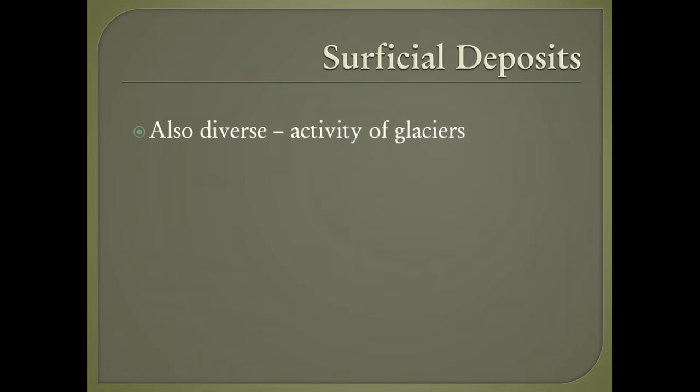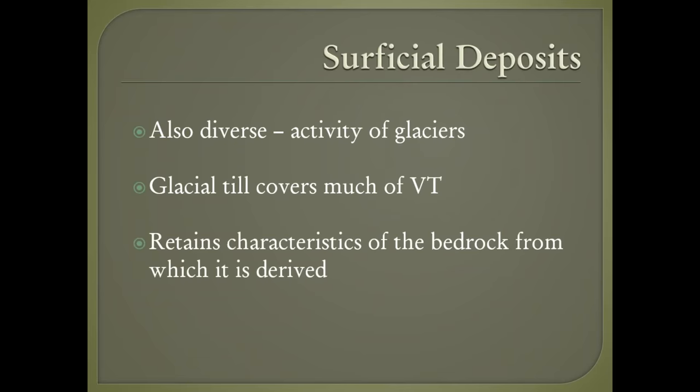Now, going to superficial deposits, these are soils. And this is also incredibly diverse and has been the result of the activity of glaciers here in Vermont. So glacial till covers much of Vermont except for some of the exposed mountaintops. What glacial till is, it retains the characteristics of where it came from, so where the bedrock was derived.